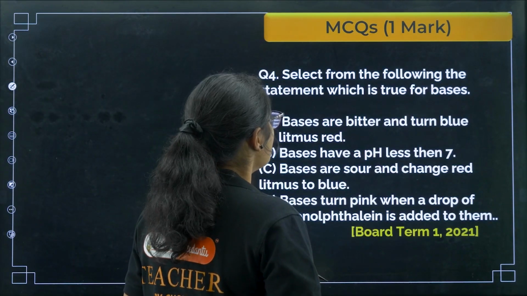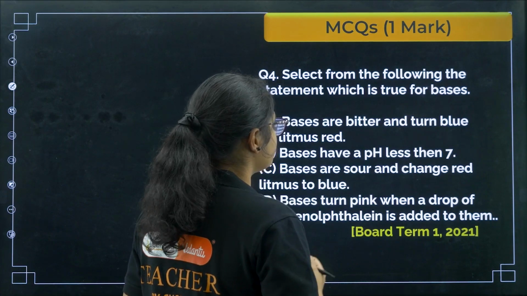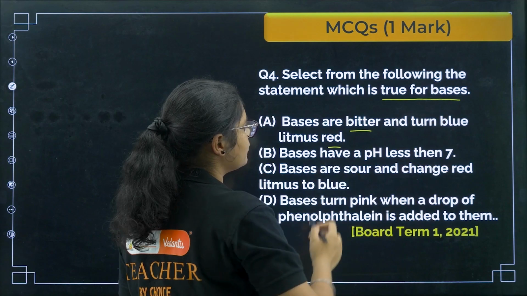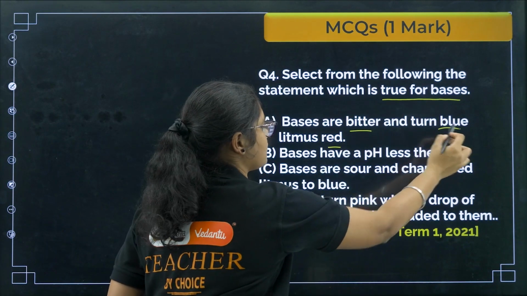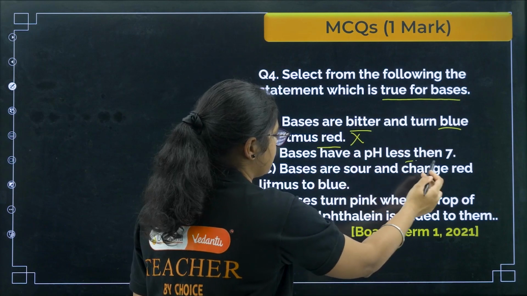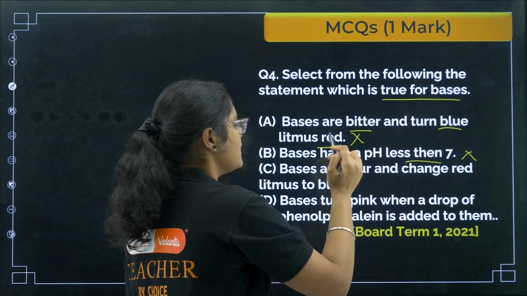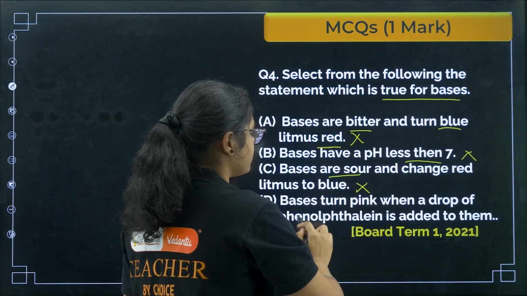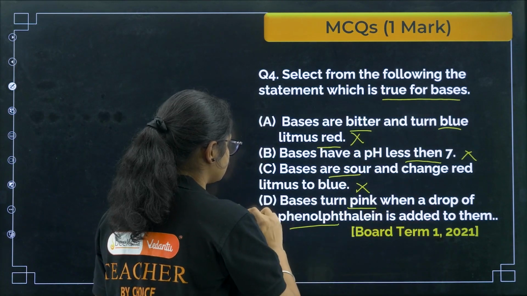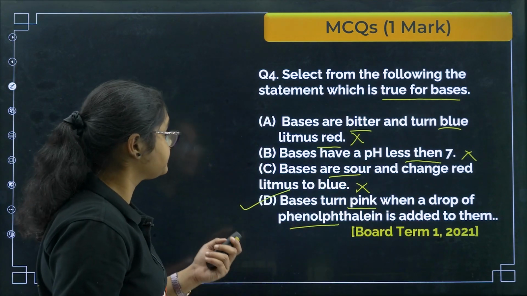Next, you have to select from the following the statement which is true for bases. Bases are bitter and turn blue litmus red. No, this part is wrong. They turn red litmus blue. Bases have a pH value less than 7. No, they have greater than 7. Bases are sour. No, they are bitter. Bases turn pink when a drop of phenolphthalein is added to them. Yes, correct. That is option number D.